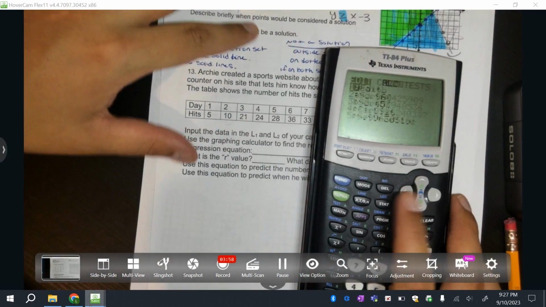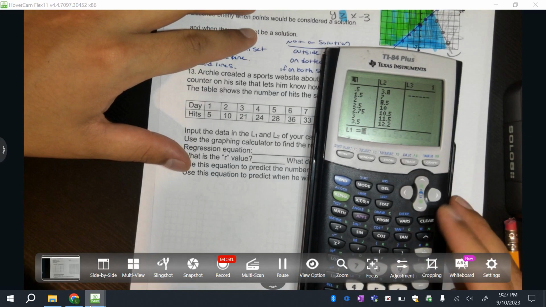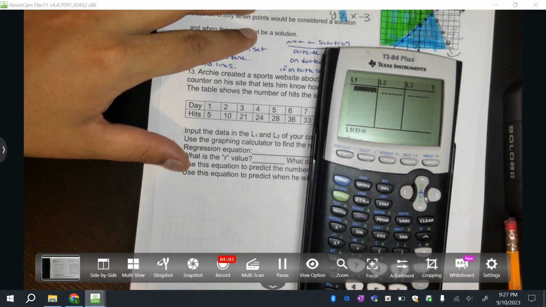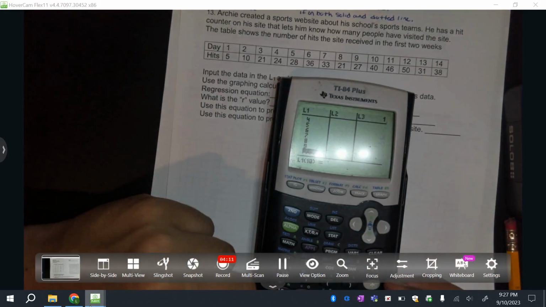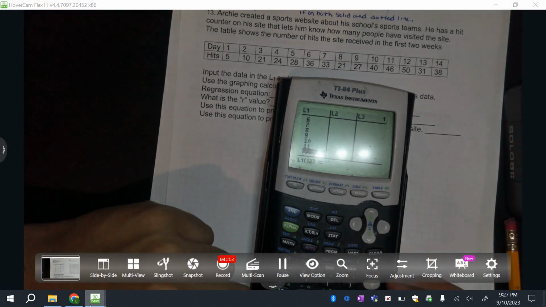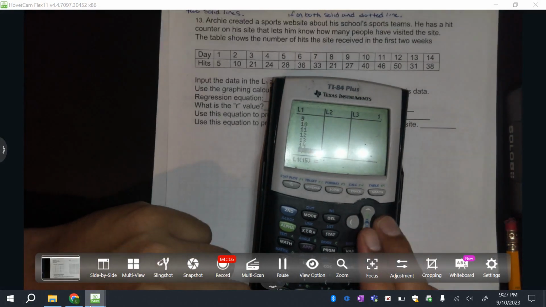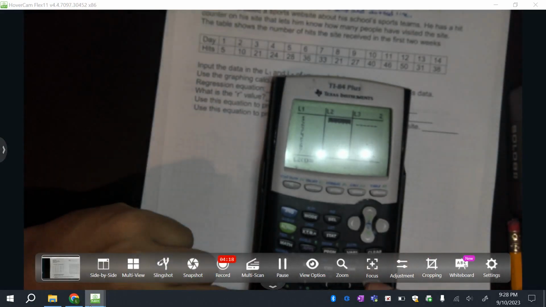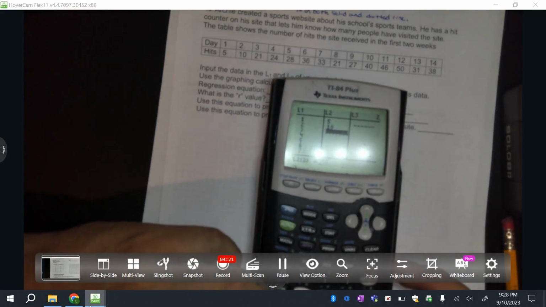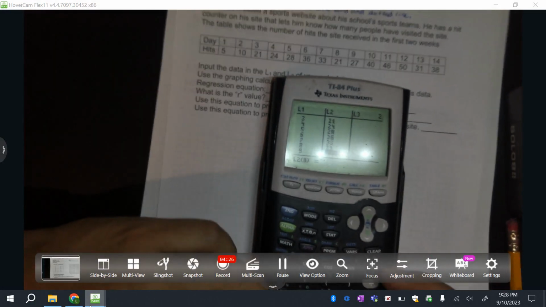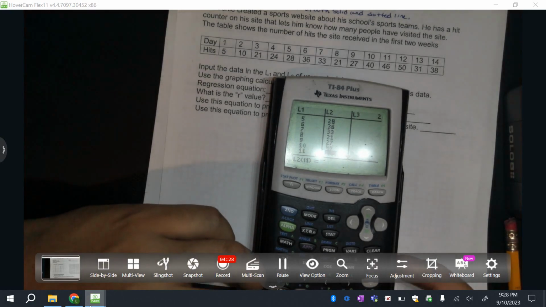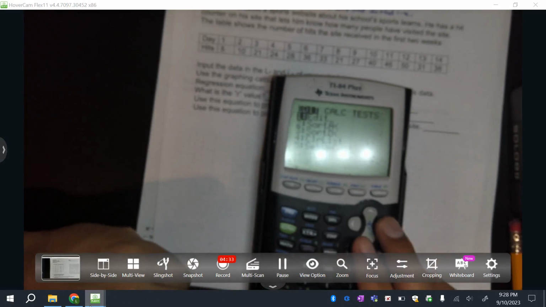Alright, so let's do that. So we have day 1, 2, 3, 4, 5, 6, 7, 8, 9, 10, 11, 12, 13, 14 and the hits. We have 5, 10, 1, 24, 28, 30, 33, 27, 27, 46, 50, 31. Then go to stat, calc.